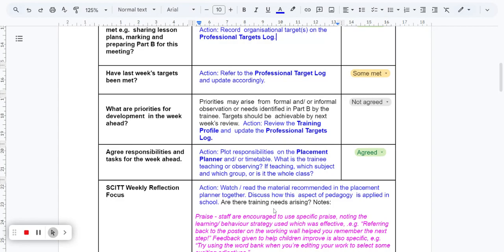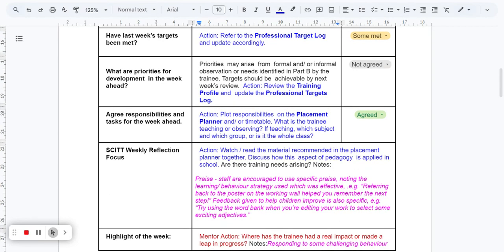One thing I want to draw attention to is this weekly reflection focus. In the placement planner, with the exception of week 1 and typically the final week of each placement, there is a weekly reflective conversation that needs to happen as part of the mentor meeting around something like growth mindset, for example, or specific praise. Trainees are required to succinctly make an account of the conversation held, and it should be useful to them and their learning.